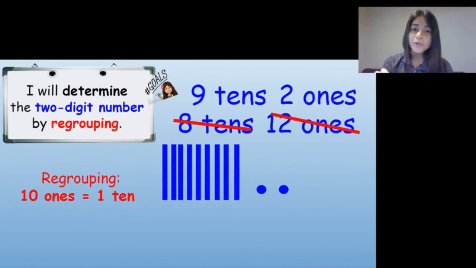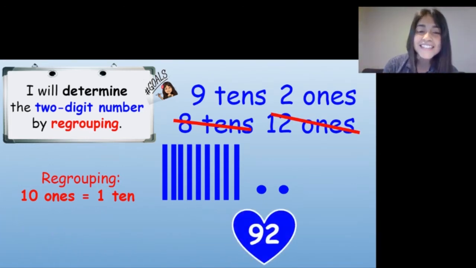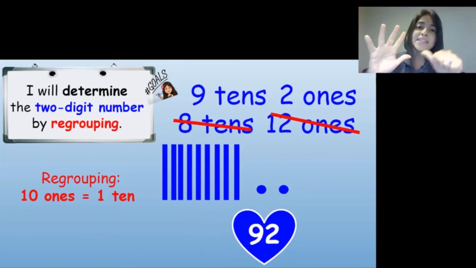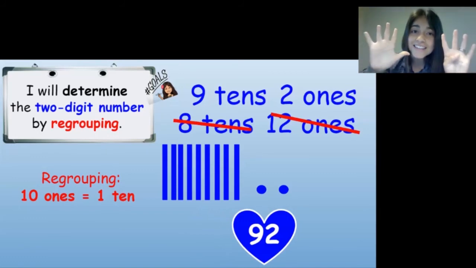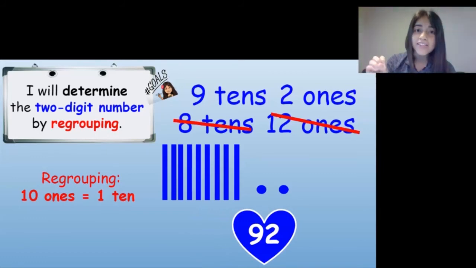9 10s and 2 ones together make 92. That's it. Another way I could figure that out is by counting it out like I did before by 10s. So I could go like this, 10, 20, 30, 40, 50, 60, 70, 80, and then I'm going to move my finger, 90 like that. So I have 90 and 2, and together that makes 92.